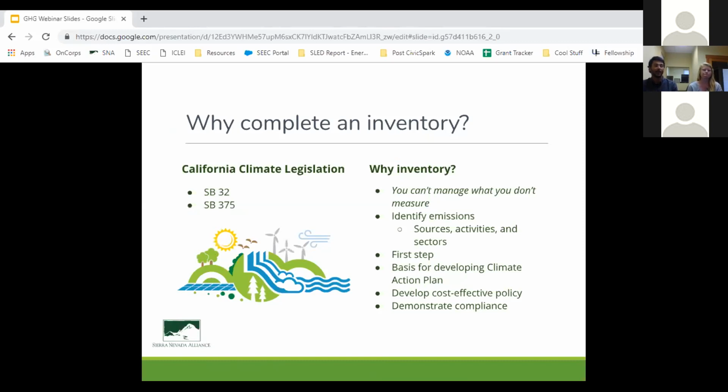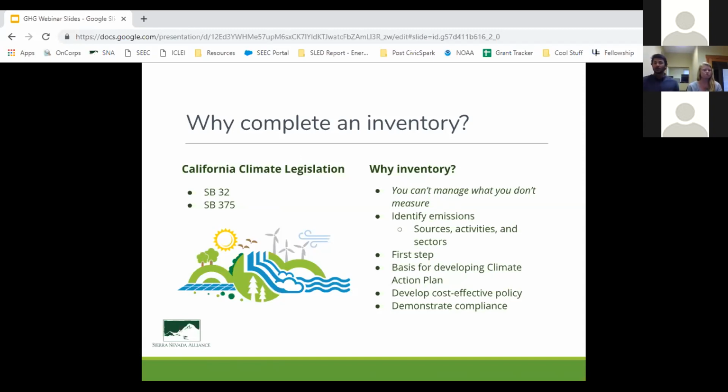SB 375 was passed in 2008 and also built off AB 32's goals. This bill directed the California Air Resources Board to set regional targets for reducing greenhouse gas emissions, and it established a bottom-up approach to ensure that cities and counties are involved in the development of regional plans to achieve those targets. So basically what it does is it uses the regional transportation planning process to achieve reductions in greenhouse gas emissions, which are consistent with those AB 32 goals.